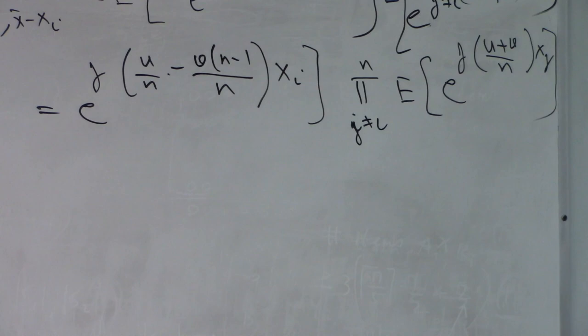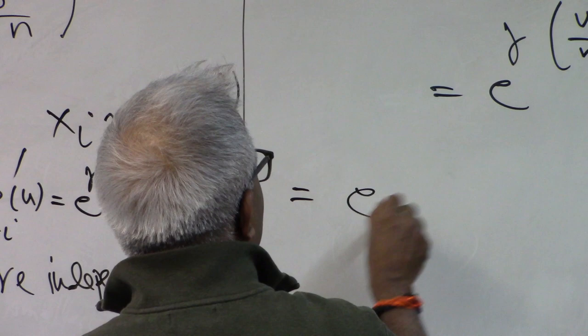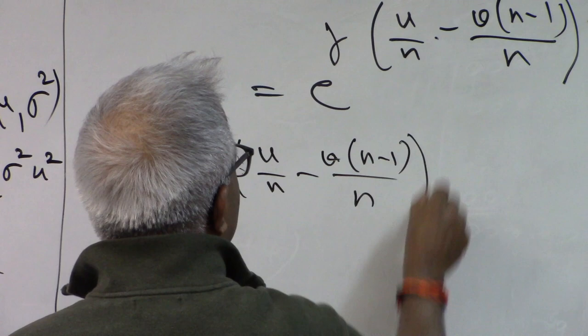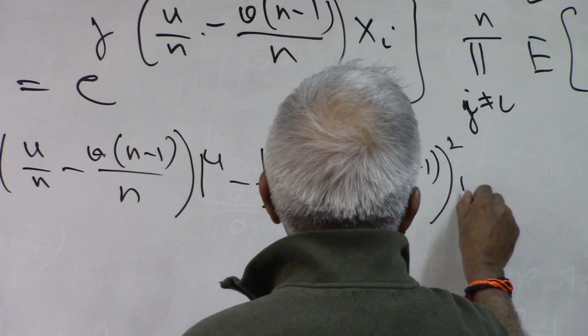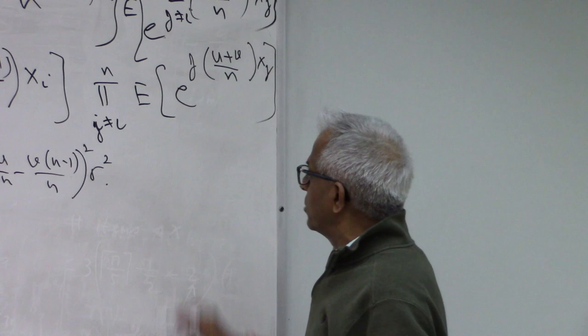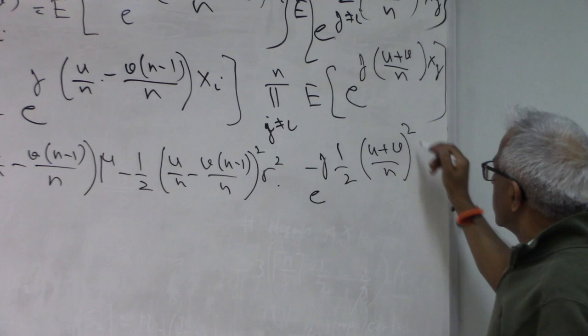And now let me use this result on each one of them, step by step. So this is e to the power j times (u/n − v(n−1)/n) mu, minus half the square of that, (u/n − v(n−1)/n) squared, times sigma squared. Then e to the power this. All of them are identical, so we'll multiply that n minus 1 times. Each one of them is e to the power j (u + v)/n mu minus half ((u + v)/n) squared sigma squared, but n minus 1 of them. So it will be this.